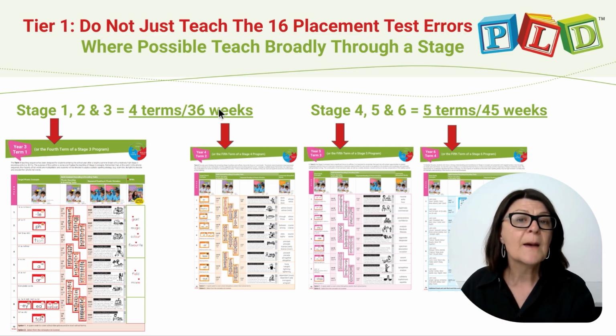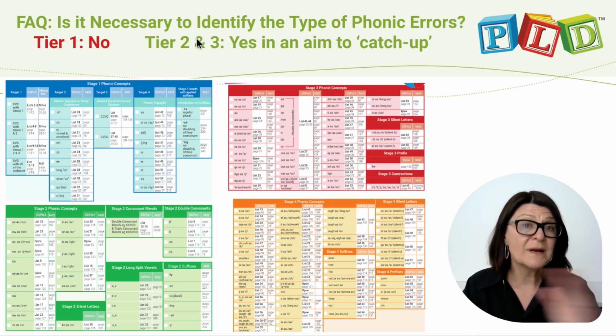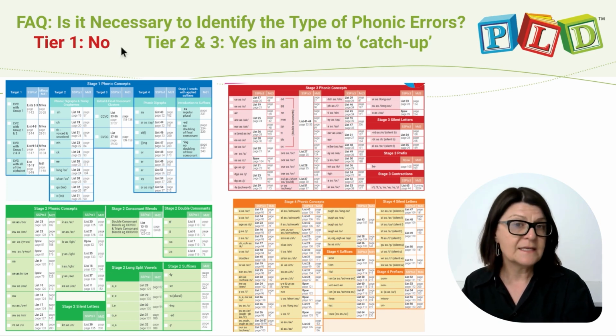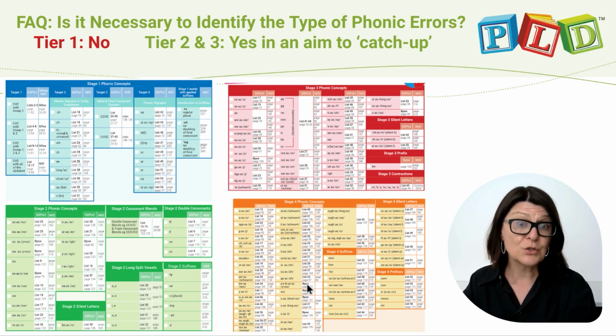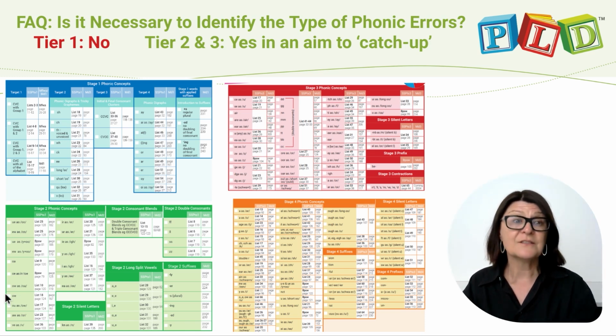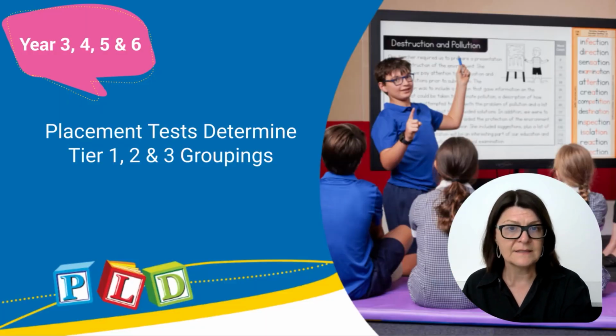If they are relatively age appropriate, you are going to slow down and you're going to present to those students a broad-based program. So is it necessary to identify all the phonic errors? No. If they are Tier 1, no. If they're Tier 2 and Tier 3, yes, you are going to need to identify the common errors and teach to that test.